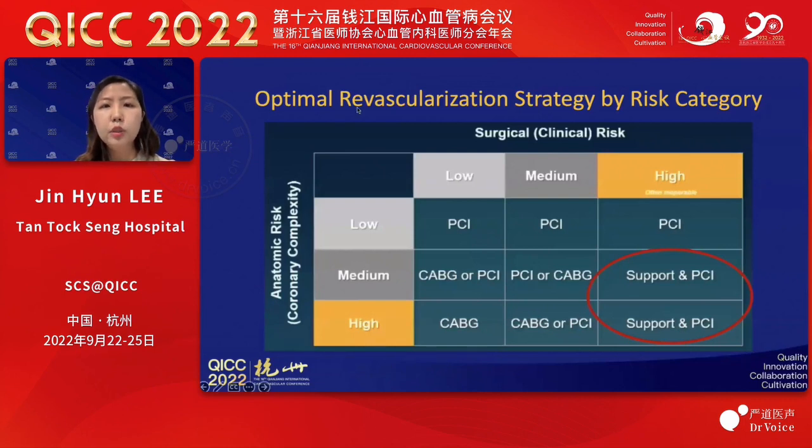So this is the table showing optimal revascularization strategy. Basically, all the trials like the STICH, EXCEL, NOBLE, BCIS-1 have been addressing the low to medium risk. The high-risk patients who are often inoperable are the group where we need to consider, should we use support or not?